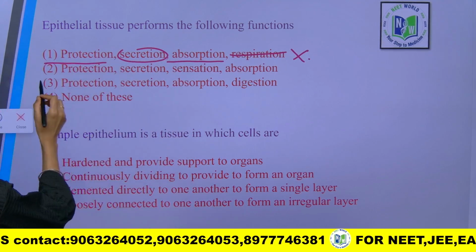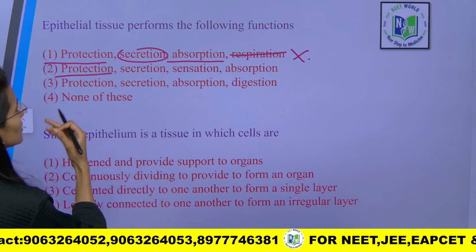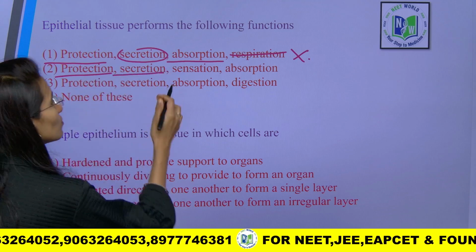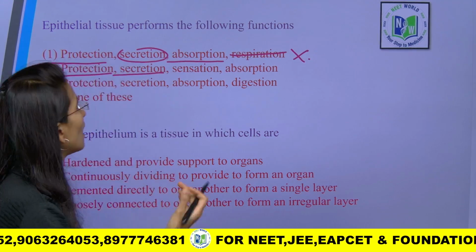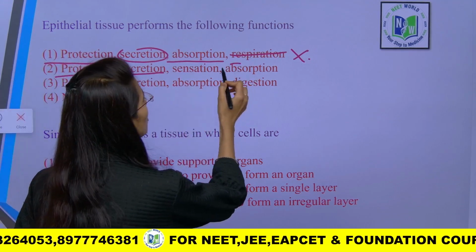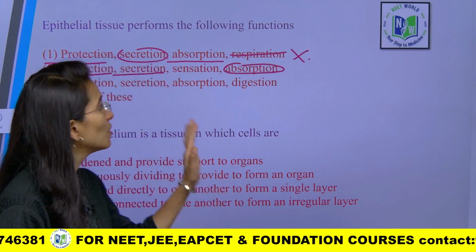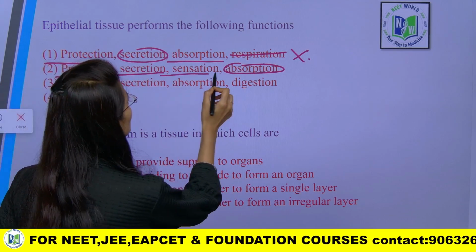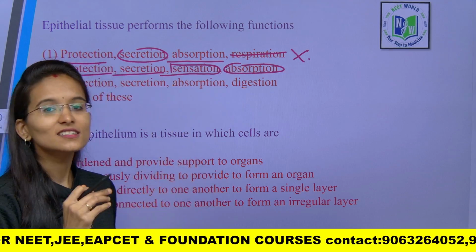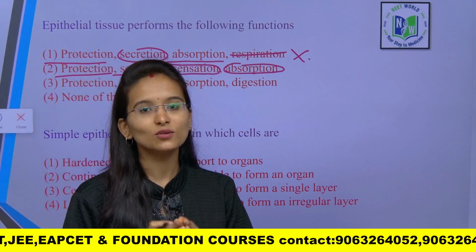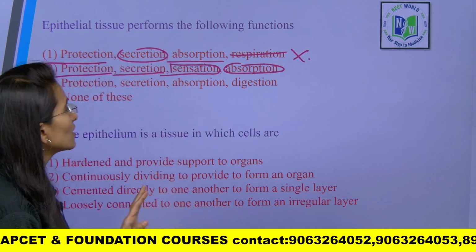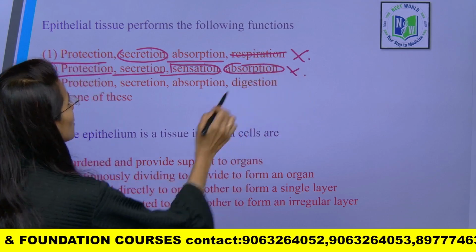Okay, and next one is protection. Epithelial tissue is involved in protection, it is also involved in the secretion of some enzymes, and it is involved in absorption of some important food materials also. But here one more statement is sensation. It is absolutely wrong because sensation is carried out with the help of the nerve. So, this option is also the wrong option.